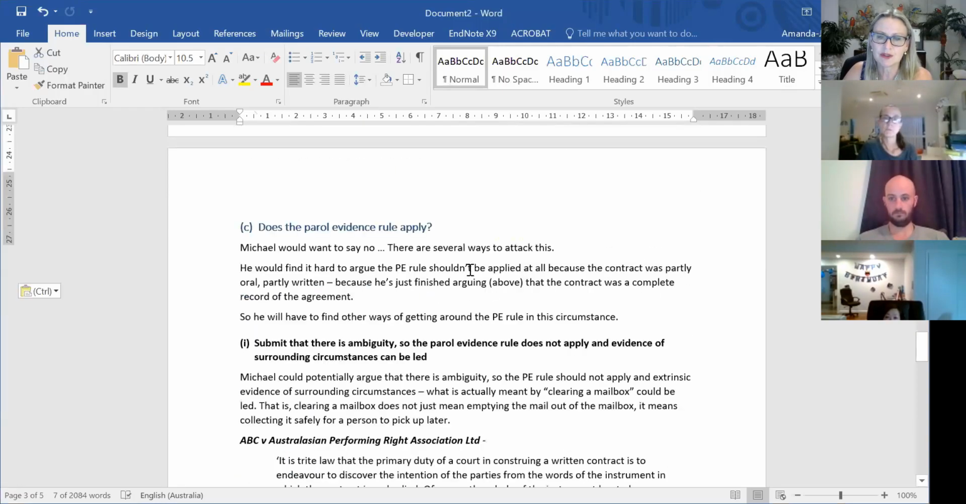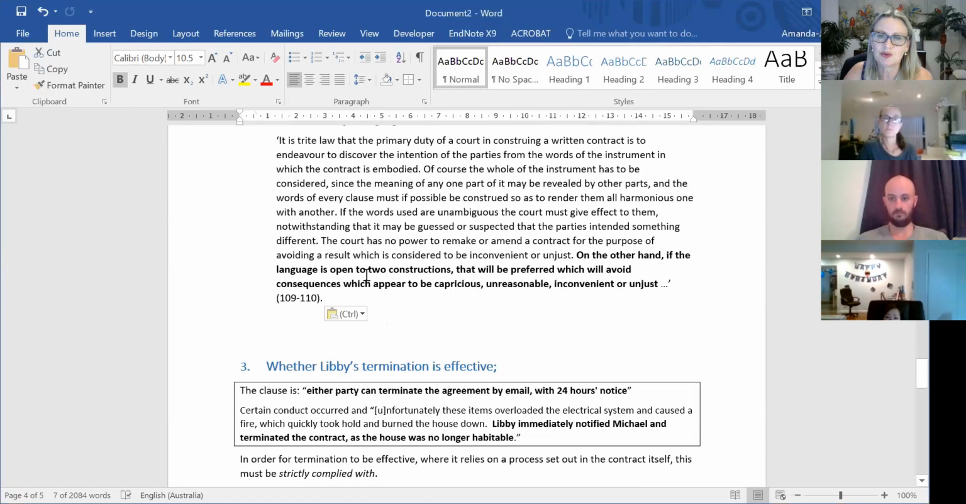And so I would argue that if you read that clause as allowing her simply to dispose of the mail, it's going to result in a consequence that is unreasonable, inconvenient and unjust. In fact, he's lost a job because of it. That would be my argument. I don't think it would win by any stretch of the imagination. But that's the kind of argument I think you would probably need to construct. Okay?